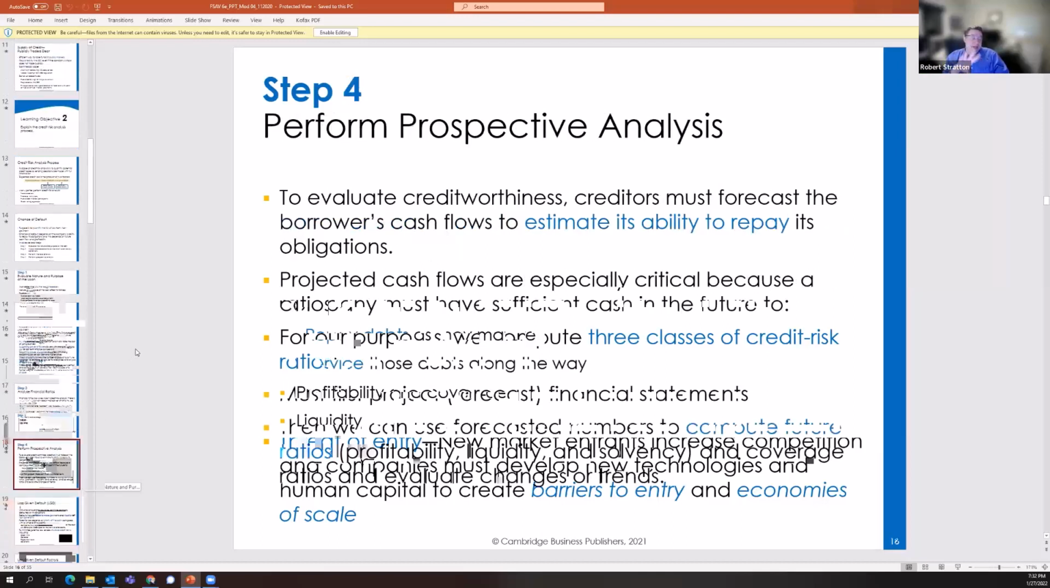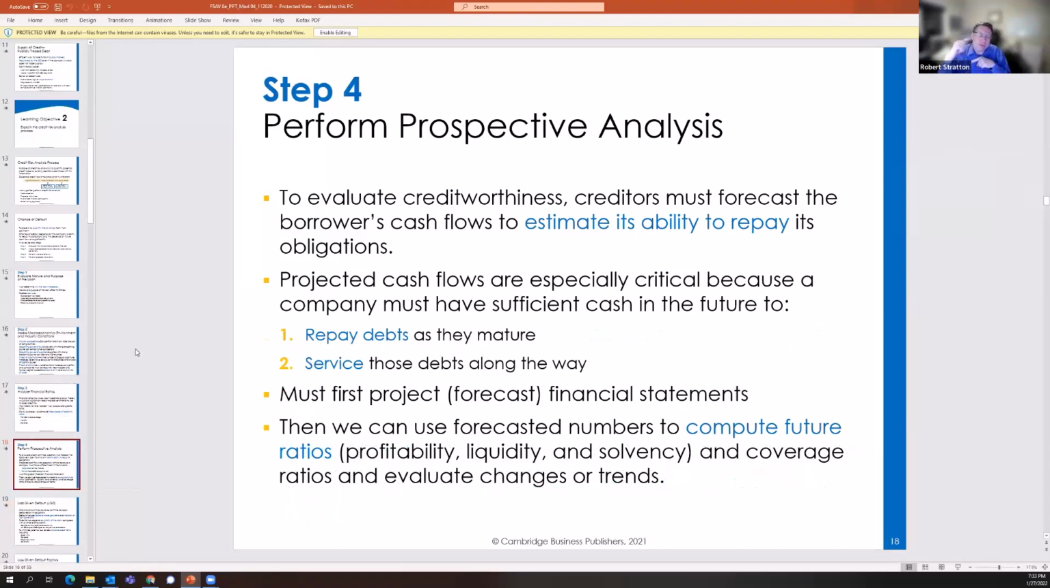And then once you have that, you want to project it and do a prospective analysis, because you don't care if the ratios were favorable yesterday. You want to make sure they're favorable tomorrow when they're paying you back. So you project what's going to happen over that time period, the cash flows and their solvency ratings. So you forecast financial statements.